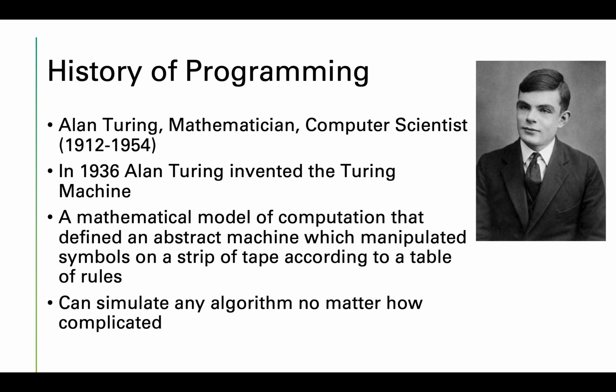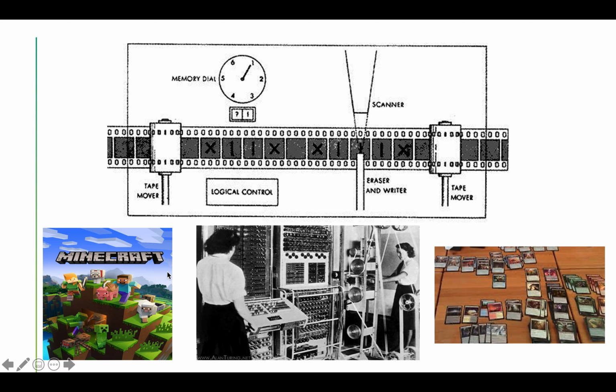Next up, we have Alan Turing, mathematician, computer scientist, 1912 to 1954, and in 1936, he invented the Turing machine. And here's a picture of Minecraft and Magic the Gathering because people were able to replicate the Turing machine using both of these, using Minecraft and also replicating it using Magic the Gathering.